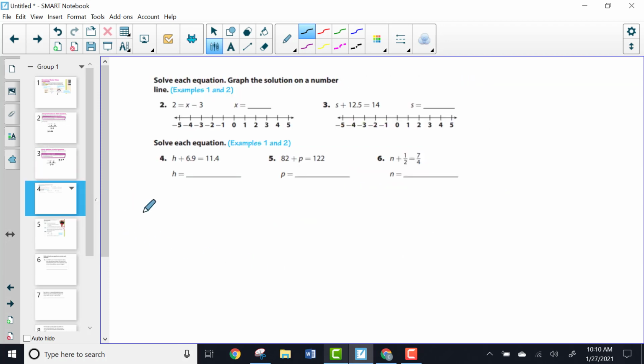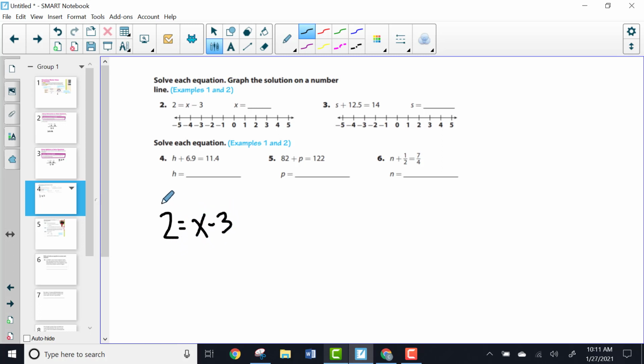So we're going to take a look at a couple of these problems, and these problems are located right on page 308. I apologize for that. I had a hard time finding it there for a second. So what we have here is: solve each equation, graph the solution on a number line. So we're just taking it a little bit further and graphing the solution. So for number 2, let's write this out together. You can use your math journal for this.